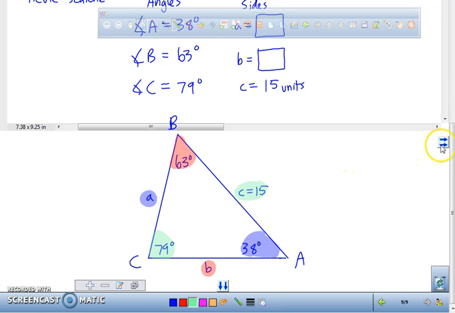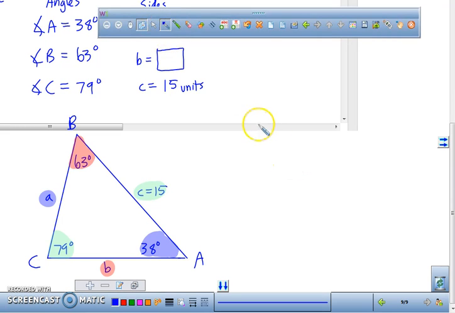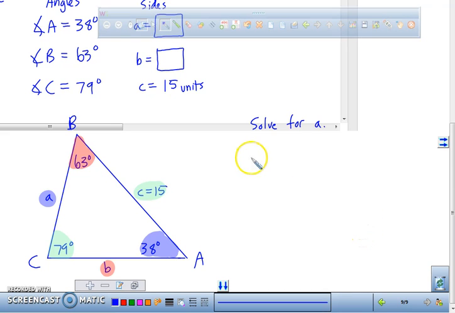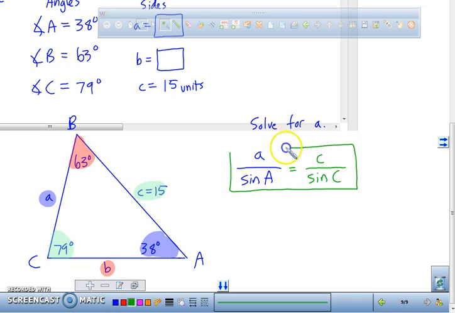Now, we're going to set up two little proportions, okay? The first proportion that we're going to set up is going to help us solve for lowercase a. So I'm going to set up a proportion for lowercase a. So here's what I want you to do. I want you to write lowercase a over the sine of capital A equals lowercase c over the sine of capital C. So this is going to be the proportion that we're going to set up. Lowercase a over the sine of A equals lowercase c over the sine of C.